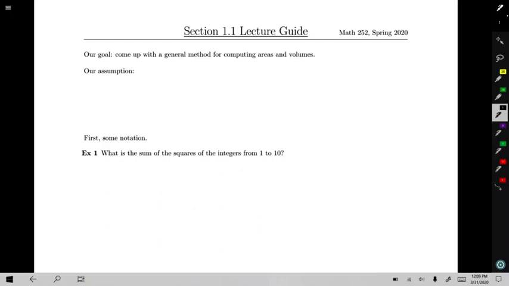All right, everybody, welcome to our first math video. This time we are going to be starting with section 1.1. We're going to be discussing sigma notation today and how we can use that to simplify some ways of writing out sums.